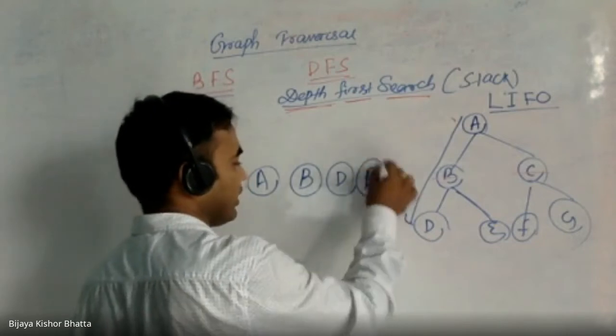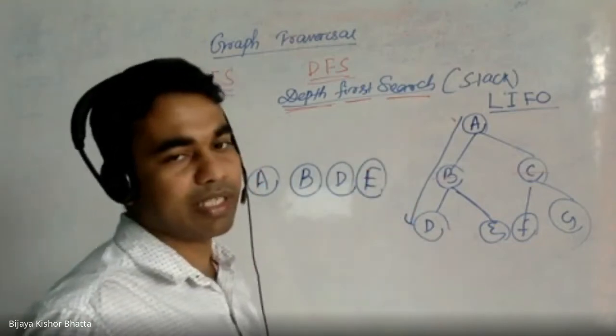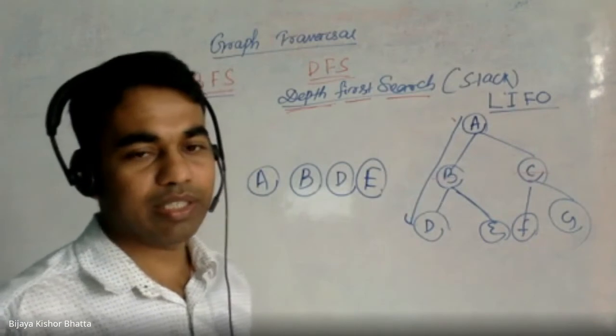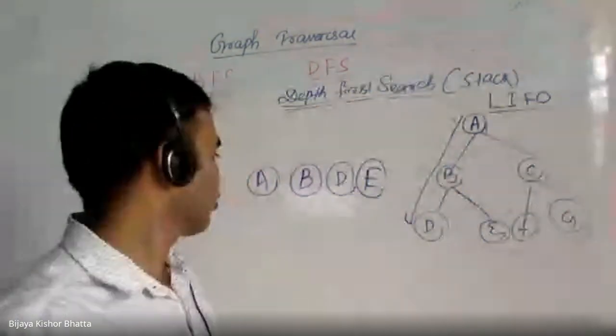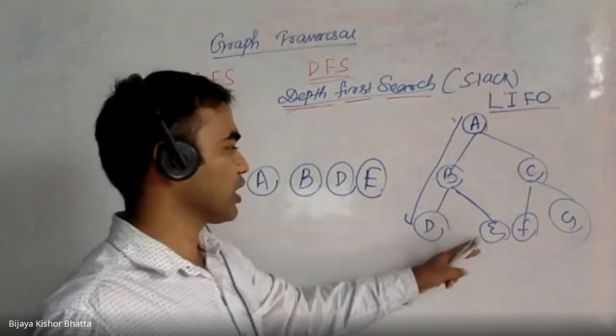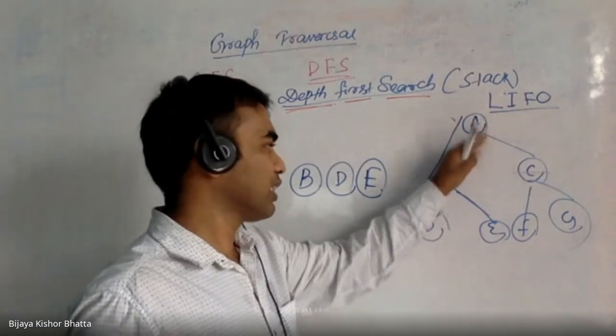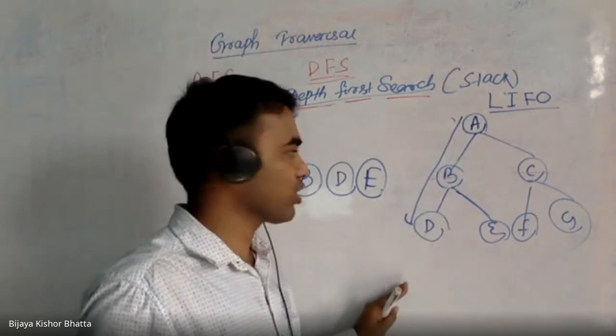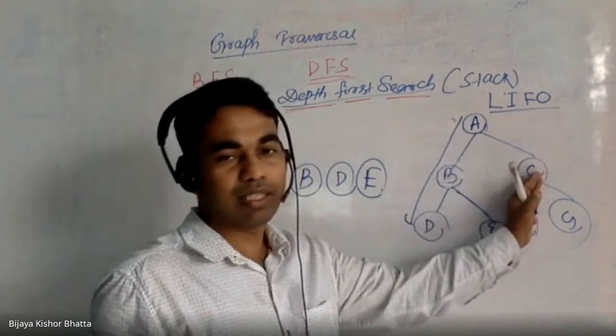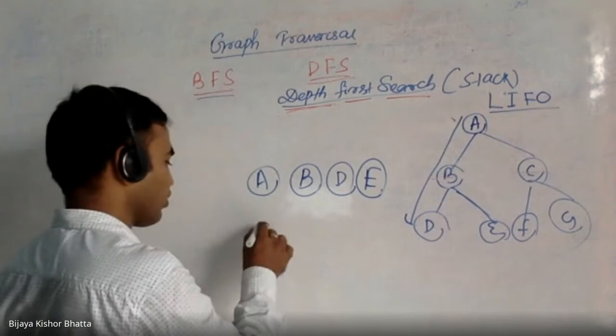Then let's see E. E will be taken and then it will be processed. Once E is processed, it will go back to A. For A, this whole depth is completed. Now I'll go for C.